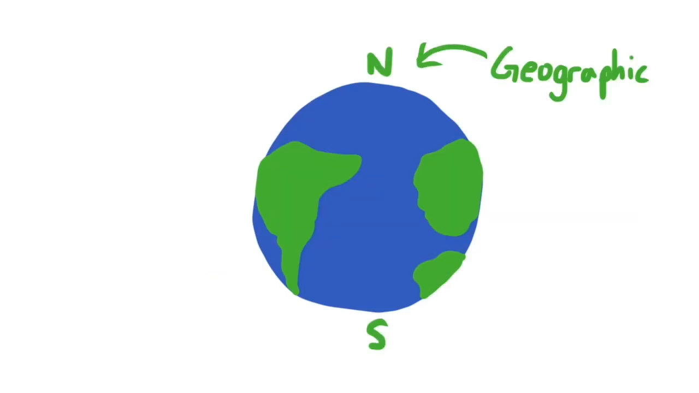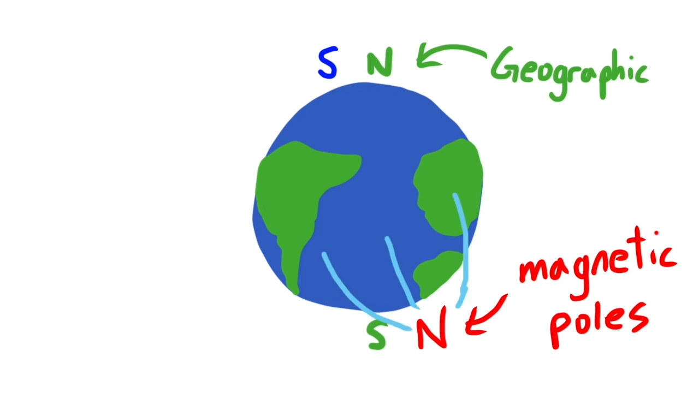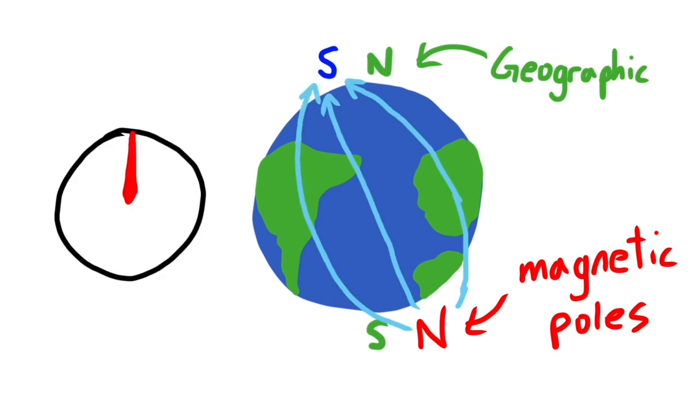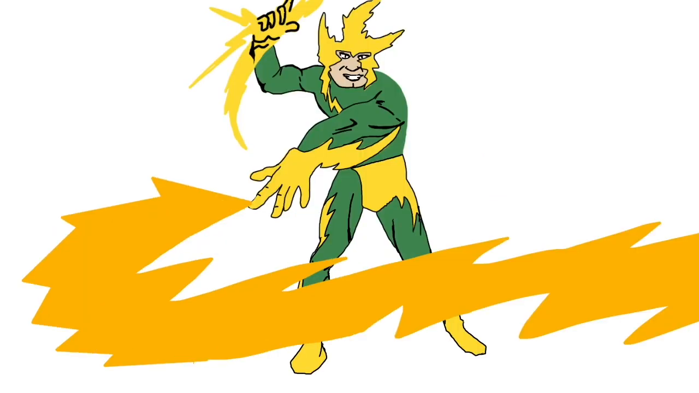This is our Earth, geographic north and geographic south. However, magnetic poles are the complete opposite. It's the reason why a compass points to geographical north, because the magnetic poles are opposite, so it attracts. Since moving charged particles create a magnetic field, current creates a magnetic field.